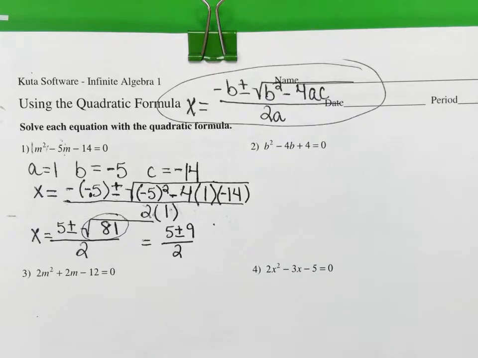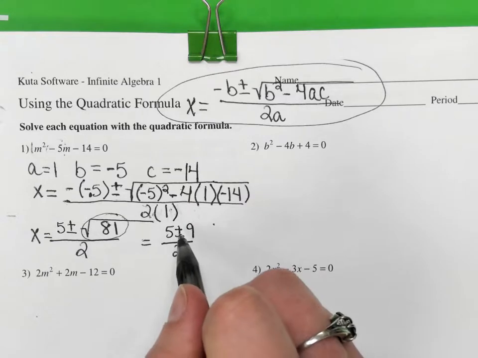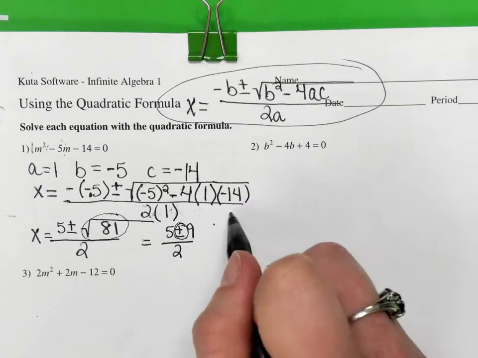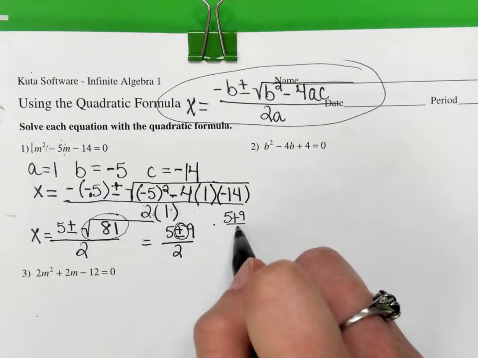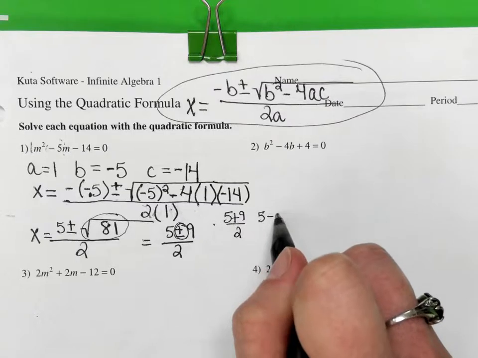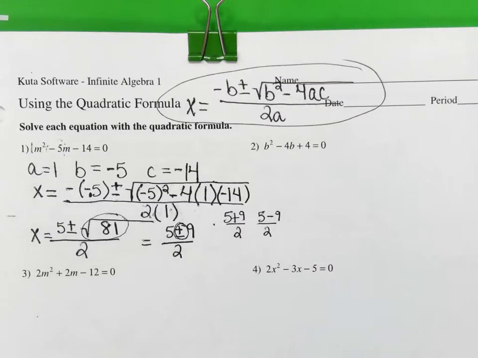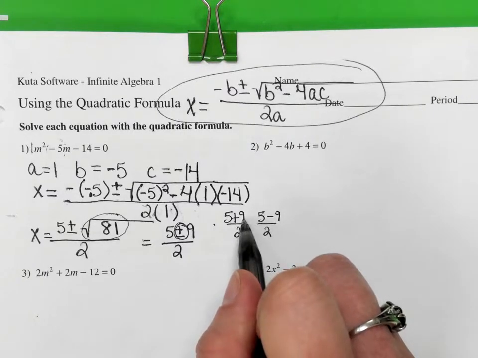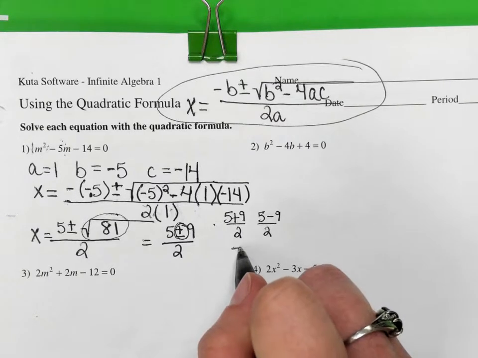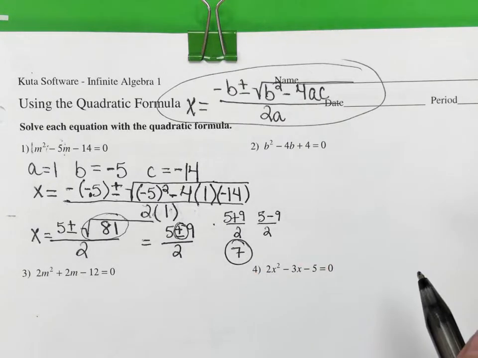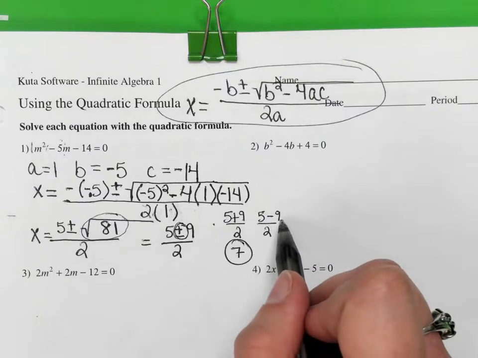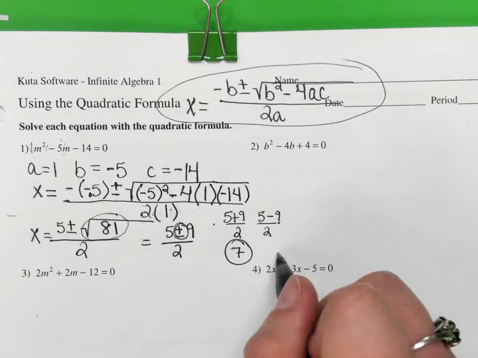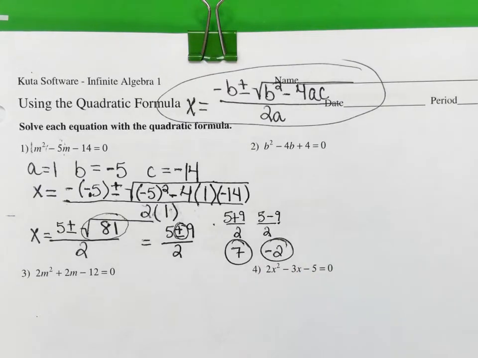All right, Cameron, you okay? Okay. So look right here. See plus and minus? So you have 5 plus 9 over 2. And you have 5 minus 9 over 2. What's 5 plus 9? 14. And divided by 2? 7. What's 5 minus 9? Negative 4. Divided by 2? Negative 2. Very good, Kelvin.